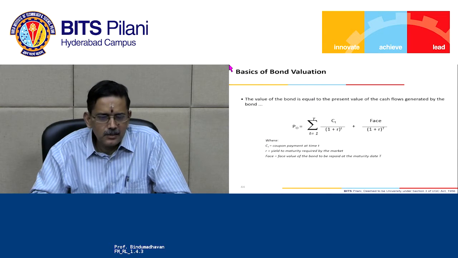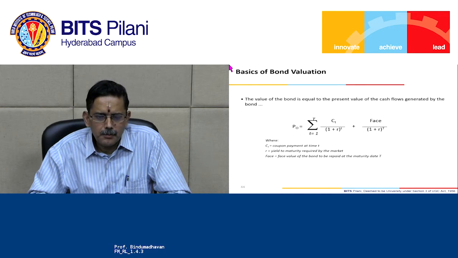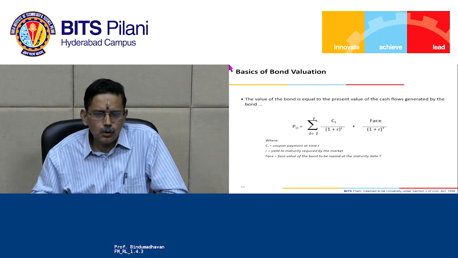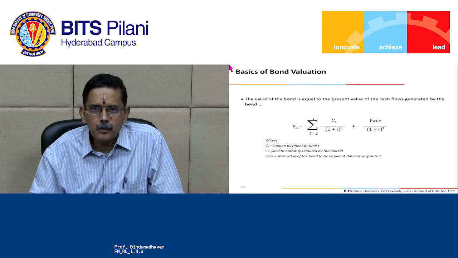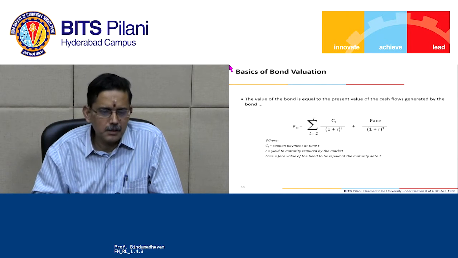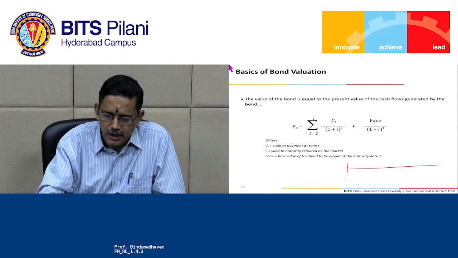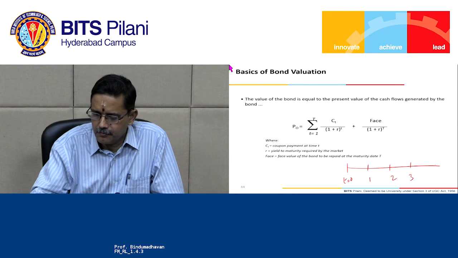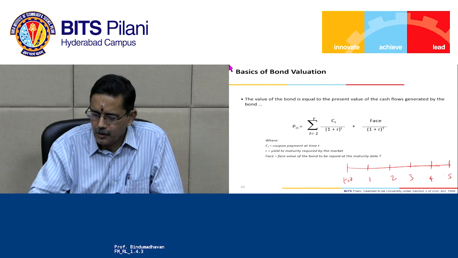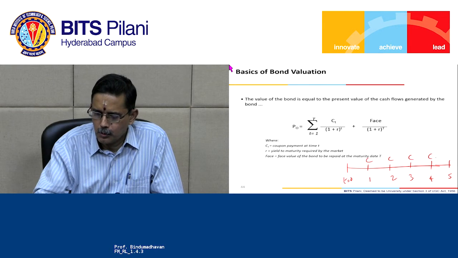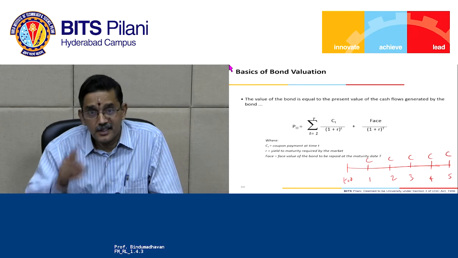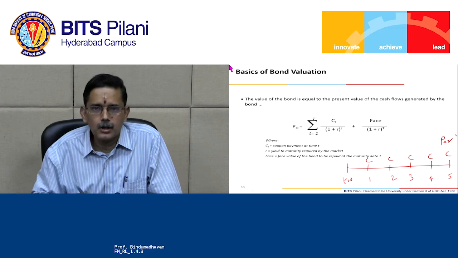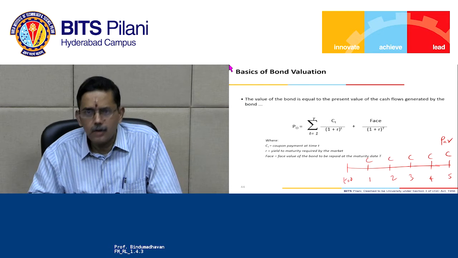So let us apply this concept. Let me summarize the formula, and then we will apply the concept. The value of the bond will be equal to the present value of the cash flows generated by the bond. So what are the cash flows? Let's say it is a 5-year bond, then it is going to pay coupon, the interest that it is promising to pay. And then it will return the principal, or the par value, or face value. These are the cash flows.